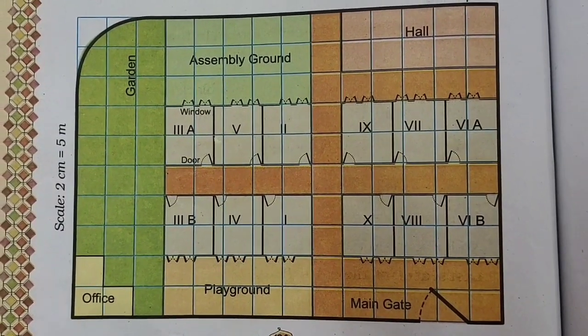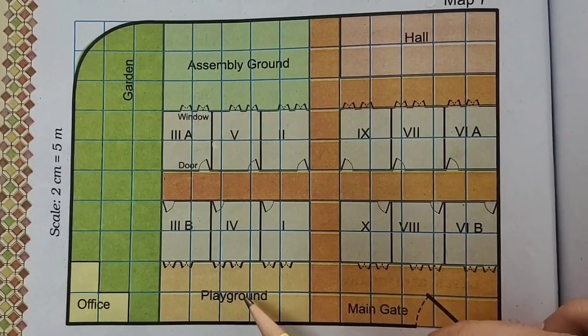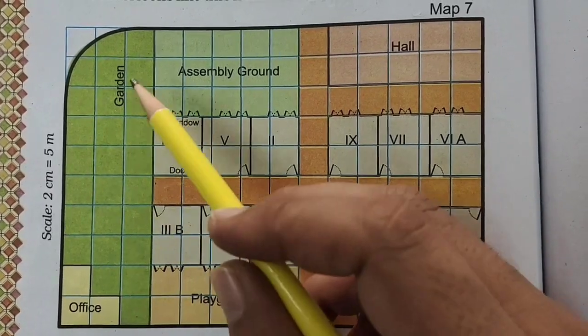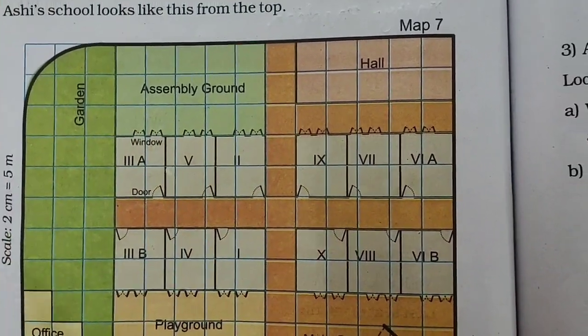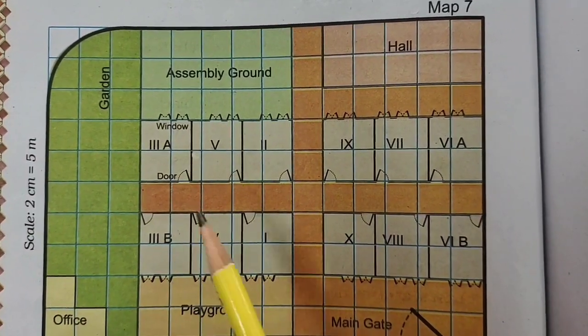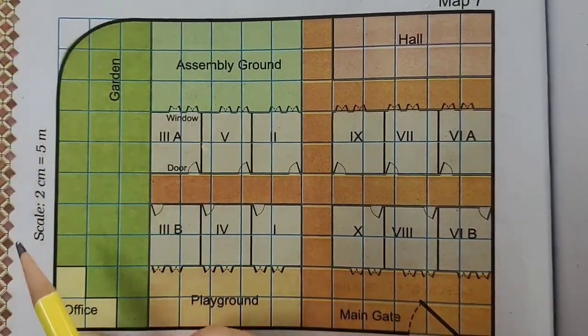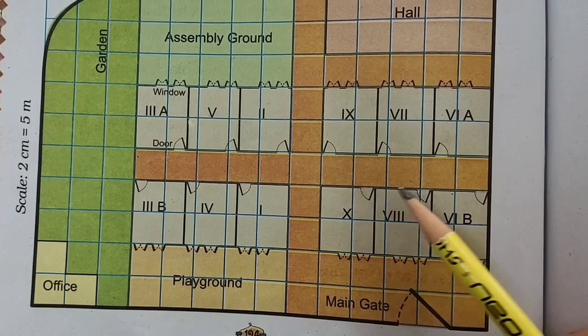You can see, students, here is the main gate. Here is a playground. The office is here. Just in front of the office, the garden area, assembly ground, hall. Then there are the corridors and the doors. These are the doors that are given.